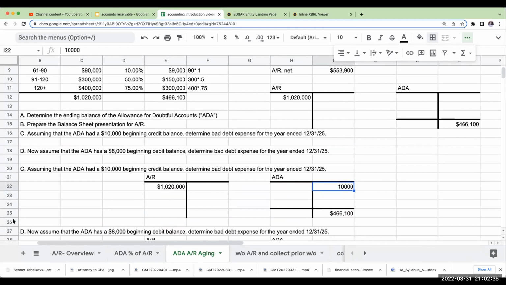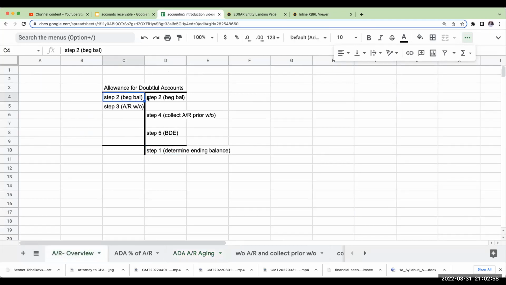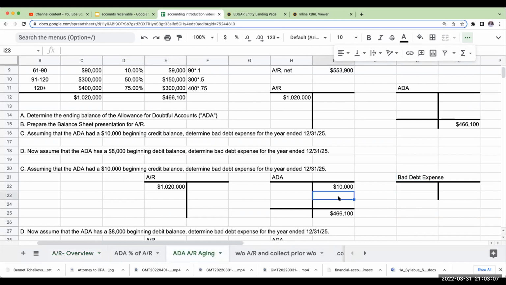So for part C, if my beginning balance is 10 grand, what do I need to do to get to 466? 10,000 is not equal to 466. So I'm going to have to record bad debt expense. Remember, as we go through these questions, we have our beginning balance. We don't have any write-offs or collections of prior AR, but our last step here is putting in bad debt expense. So what is my bad debt expense?